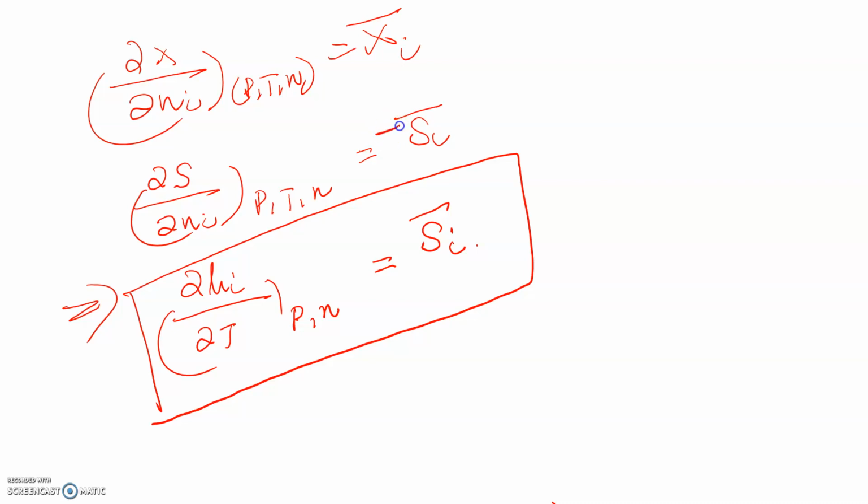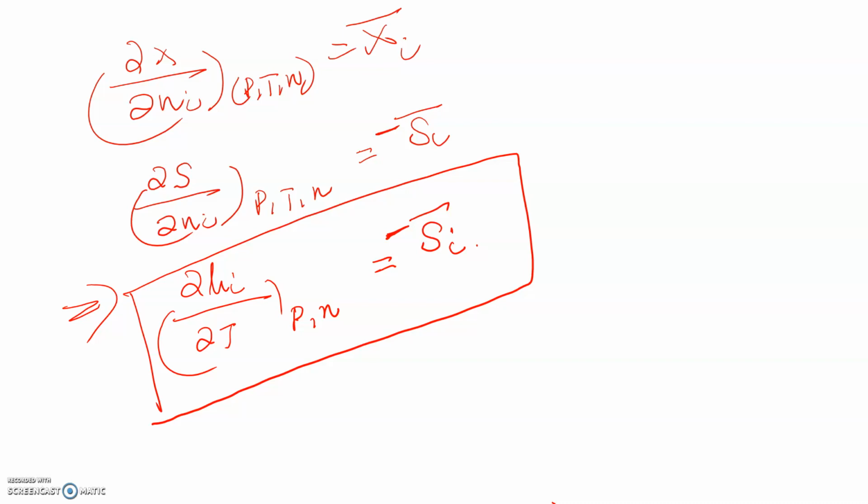I forgot to put the minus sign. This is minus S bar I. The decrease in partial molar entropy will give you the variation of chemical potential with temperature. Chemical potential decreases with the increase of temperature, as seen from this equation. That's the variation of chemical potential with temperature.